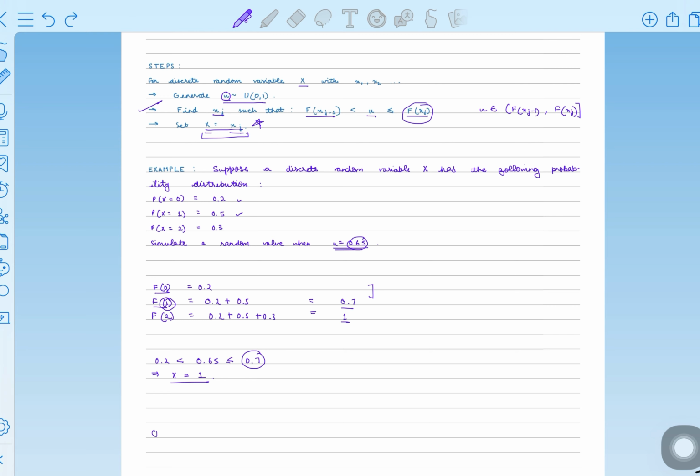Let's take another case where the random value to be simulated is 0.7. Since we've studied in the rules that the condition is less than or equal to, we can repeat the same procedure we did in the first part for the second part, changing the value of u, and we would still get x is equal to 1.